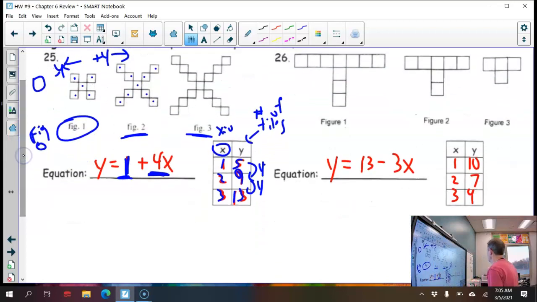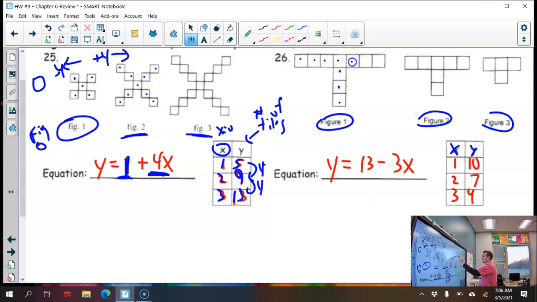And then the same thing for 26. First, I put the figure numbers in for x, 1, 2, and 3. Then I put the number of tiles in each figure, 1, 2, 3, 4, 5, 6, 7, 8, 9, 10. There are 10 tiles. And then in figure 2, there are 7 tiles and 4.